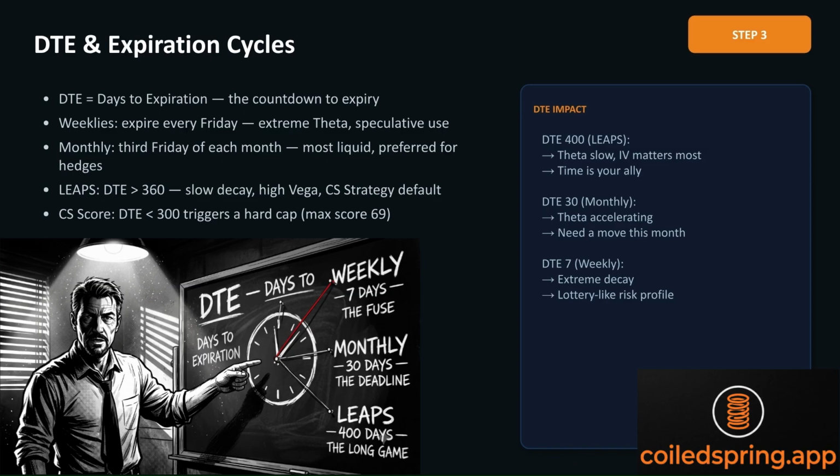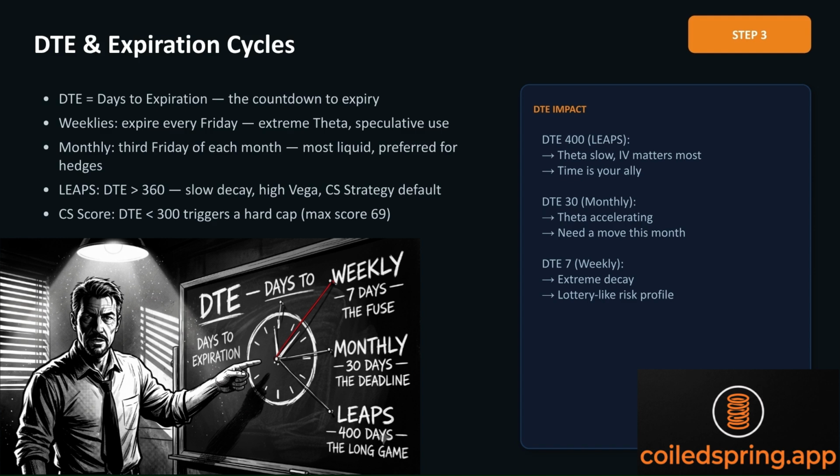The clock runs out. Monthly options expire on the 3rd Friday of each calendar month. These are the most liquid options in the market. Maximum open interest, tightest bid-ask spreads, most active market makers. They're the standard for hedging, for covered calls, for spreads. With 30 to 45 days of life, you have a little more room than weeklies, but Theta is still accelerating meaningfully. You need a move within the month.